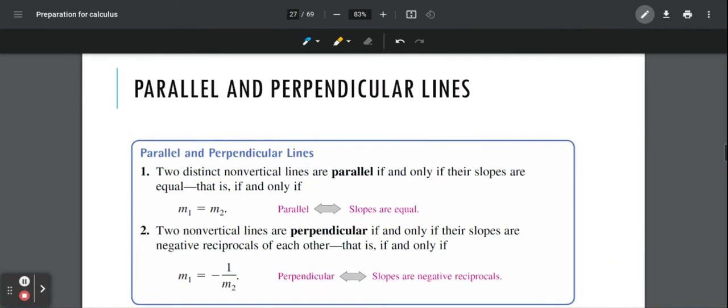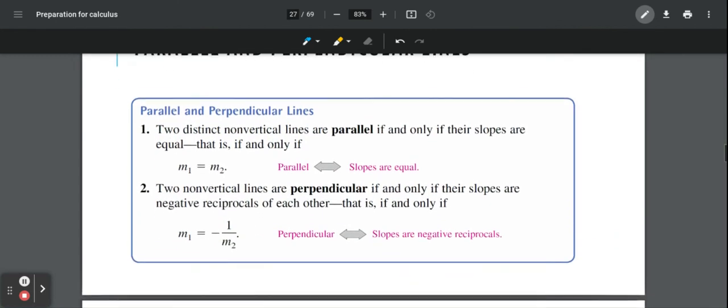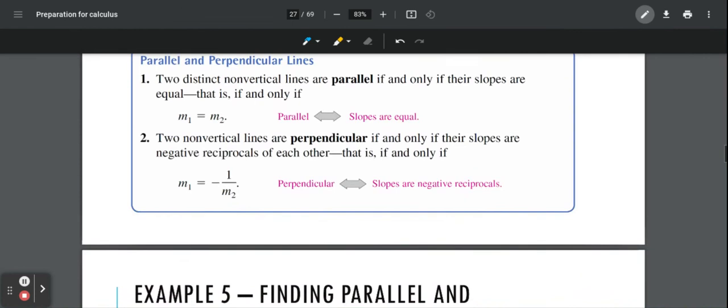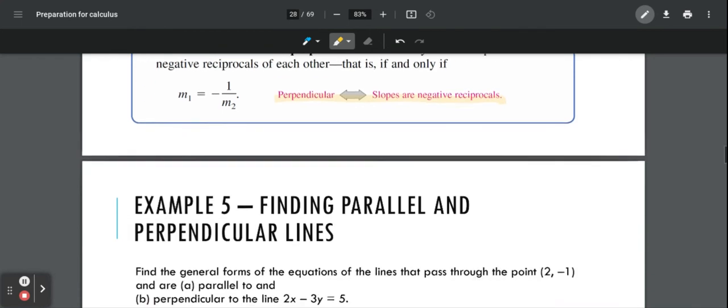So the last thing that we need to talk about in this section is parallel and perpendicular lines. Just a reminder that parallel lines have the same slope. Parallel lines, the slopes are equal. Perpendicular lines, the slopes are, they say negative reciprocals, but I usually think about it as an opposite reciprocal, because if the slope is negative, then the perpendicular line will have a positive slope.